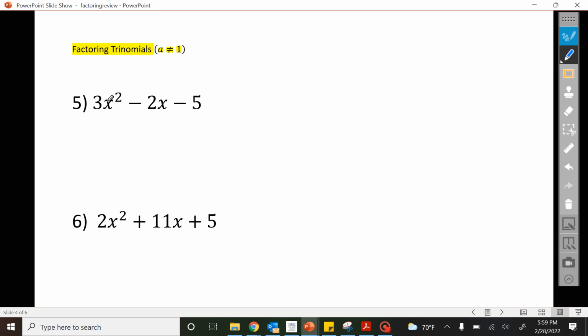However, this shortcut does not work if there's a number in front of the x squared. Like in number 5 and number 6, we have a number in front of the x squared, so that shortcut does not work, and we do have to actually do it the long way. So in the top, a times c, negative 15, and the bottom is b, negative 2. Numbers that multiply to negative 15 and add to negative 2 are negative 5 and positive 3.